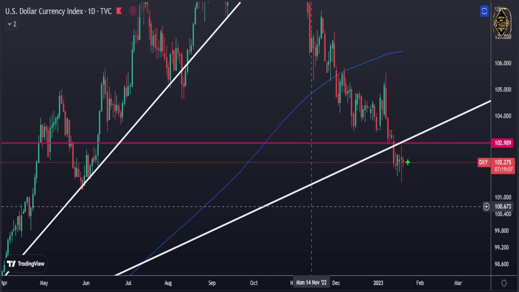Now we need to keep a close eye on whether we are going to go back inside here. If we go back inside here, that means it is going to reverse. If not, it's going to fall down more than that. So that's why I told you to stay waiting to see what's going to happen. Till now there is nothing confirmed in the US dollar, so we need to wait more.